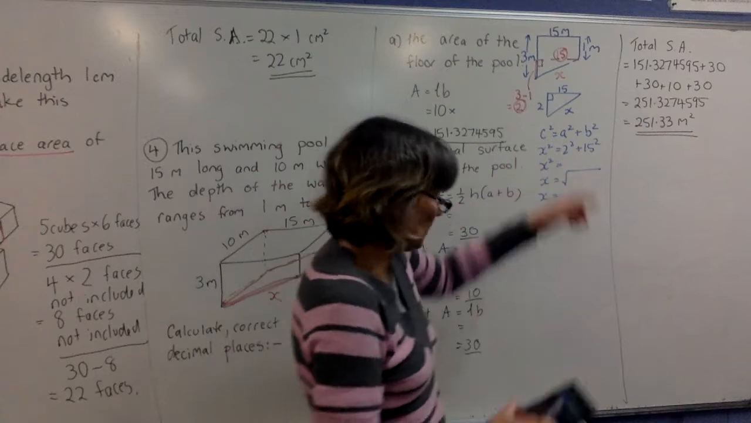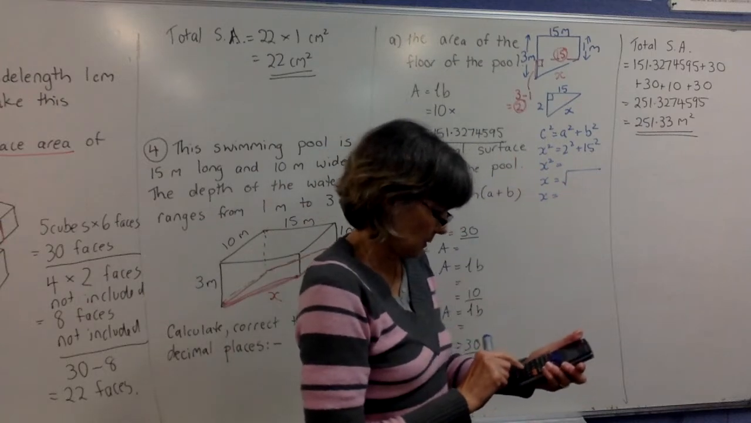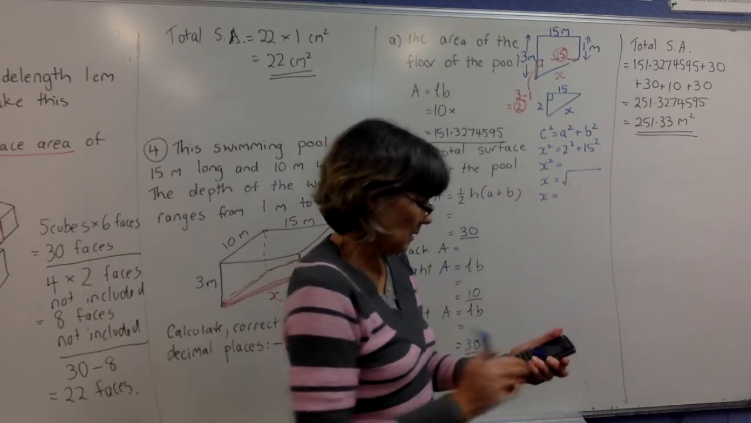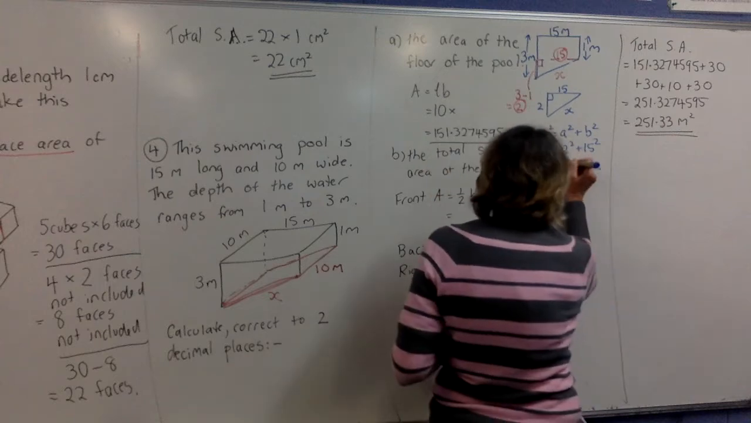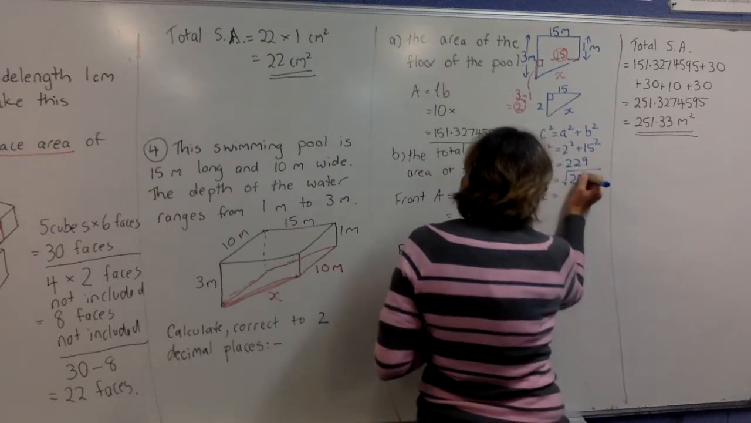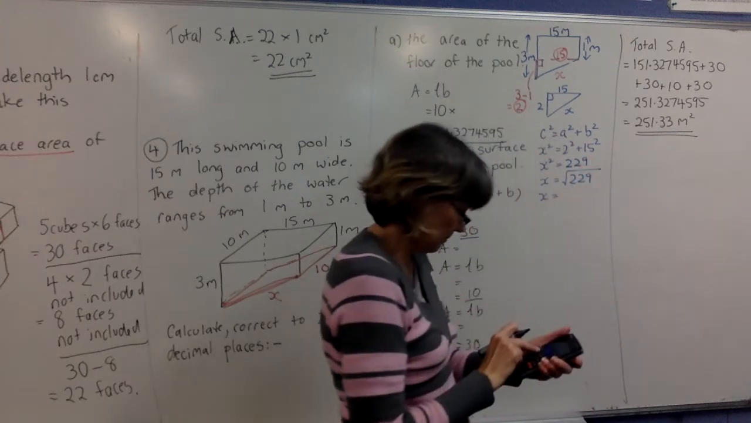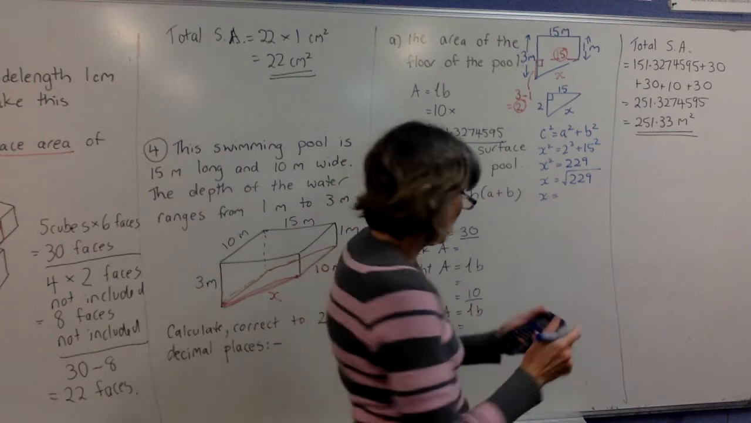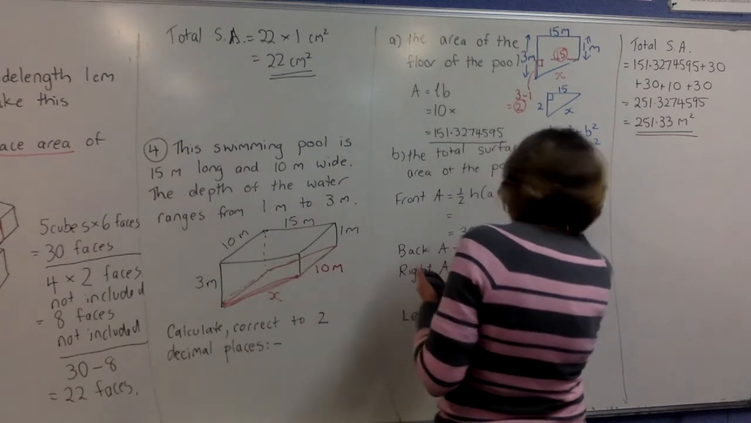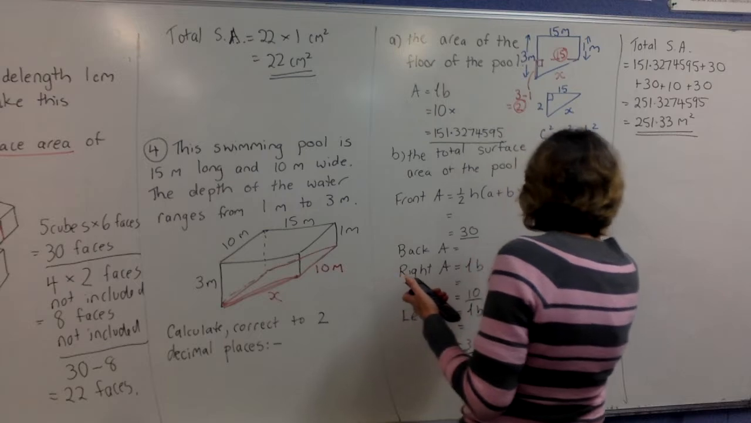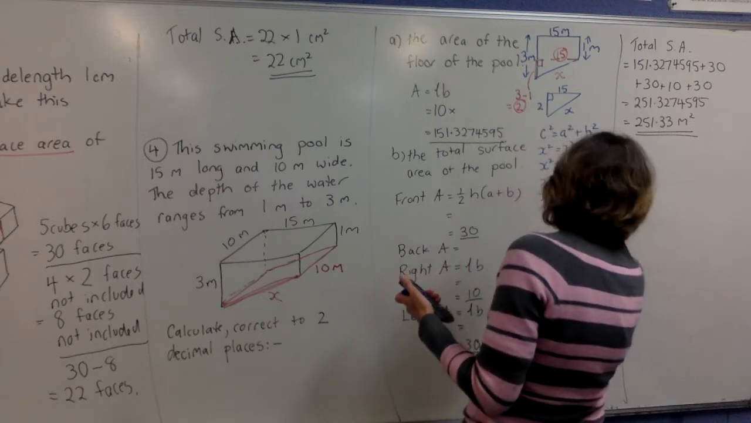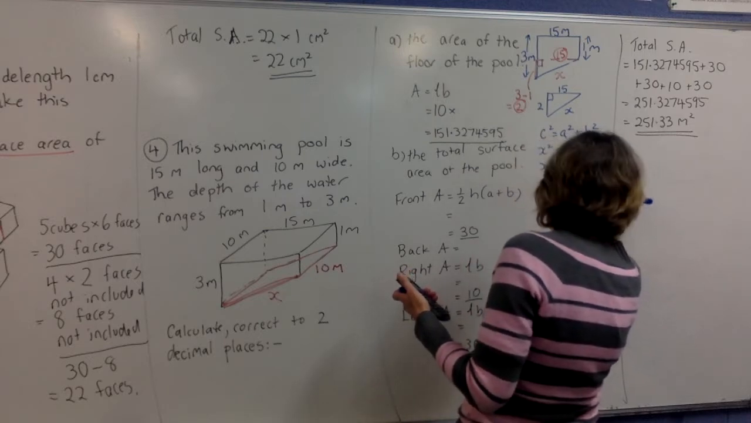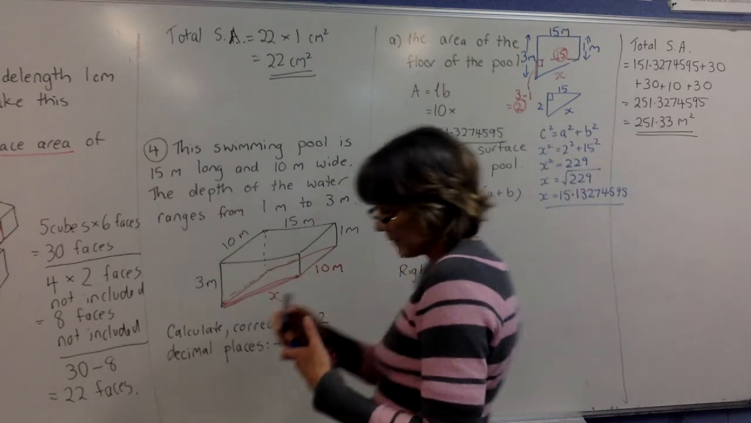So we're doing 2 squared plus 15 squared. And that equals 229. And then we're going to square root the 229. And we will get this. Do not do any rounding. All right, so that's your X value.